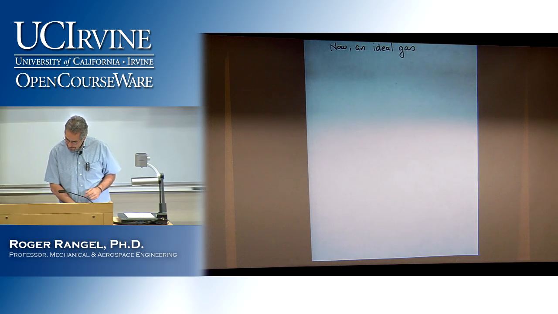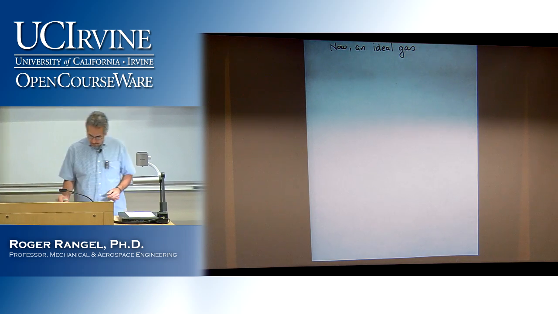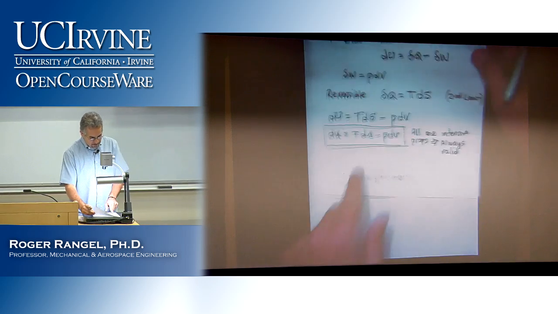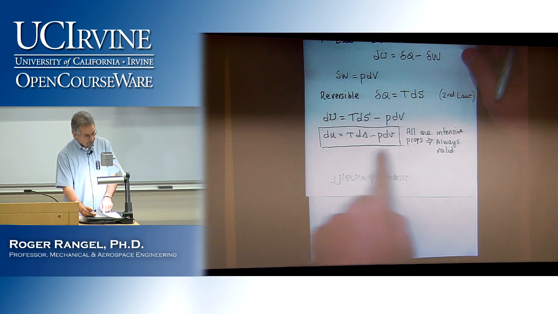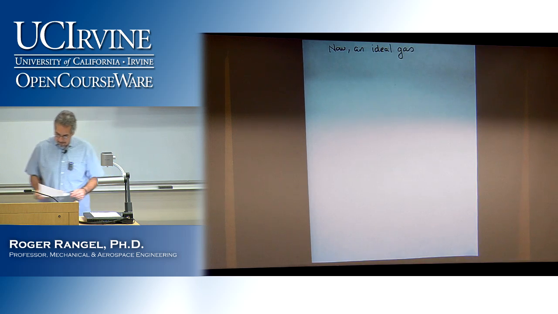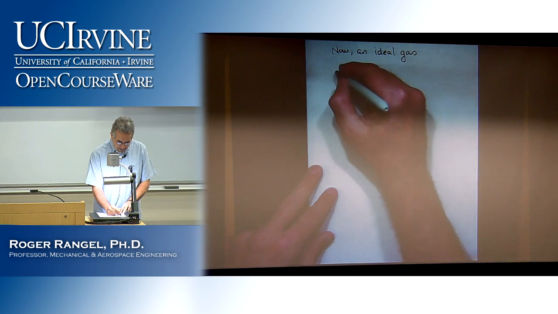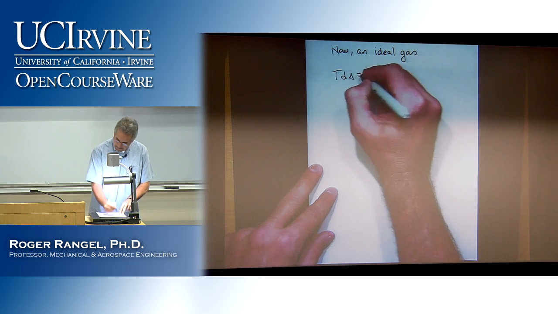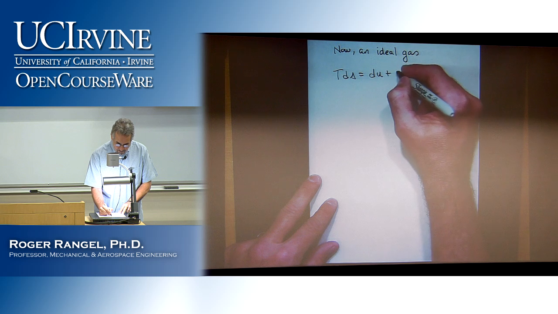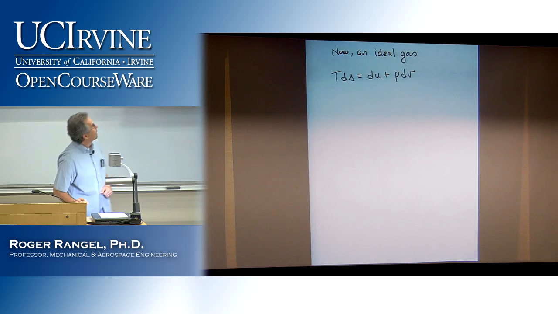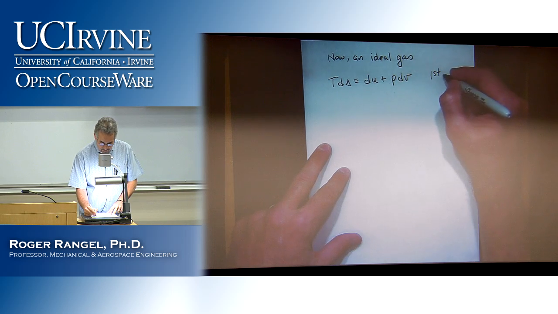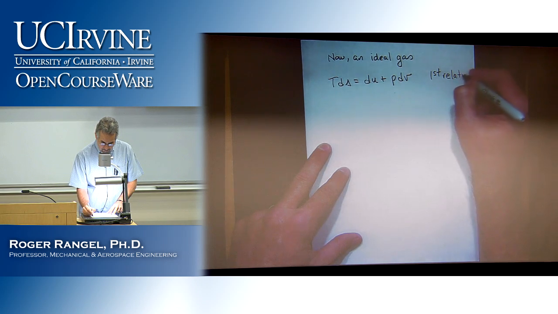Let's see what happens. So let me write down the first of the relationships that we derived, this one. I'm going to rewrite it in terms of the TdS. So it'll be TdS equals du plus P dV. That's the first relationship.